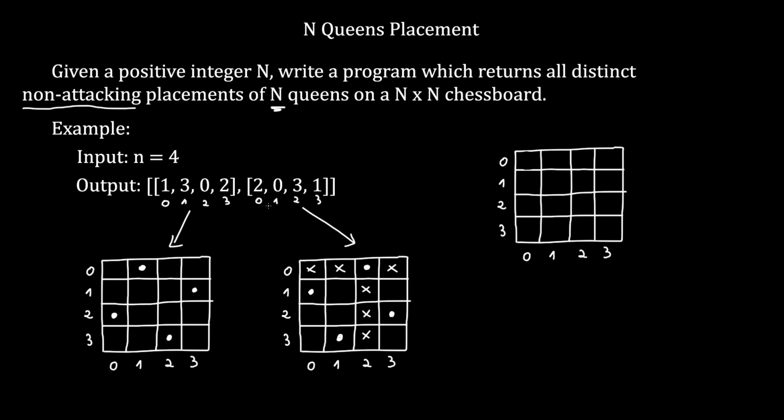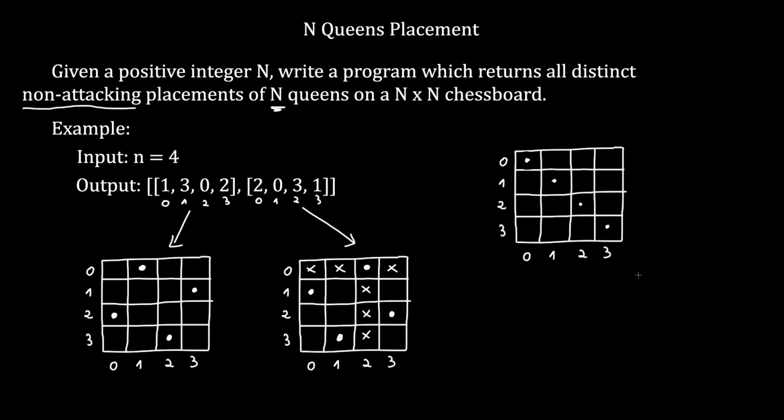Alright, so as we have seen, each valid placement is defined by a permutation of the numbers 0, 1, 2, ..., n-1. But this is not true in reverse. Not each permutation of these numbers is actually a valid solution. And the simplest example is the permutation 0, 1, 2, 3. If I had 0, 1, 2, 3, this means that this is how I place my queens, which is obviously not a valid solution. So one way of thinking about this is that I need to generate each permutation and also make sure that it is valid.